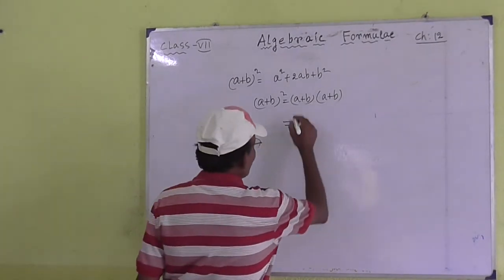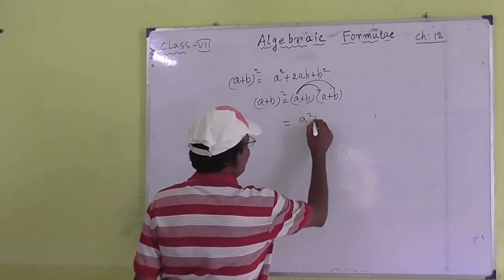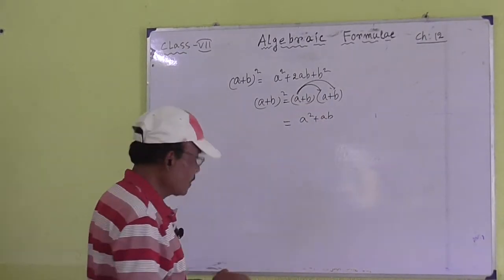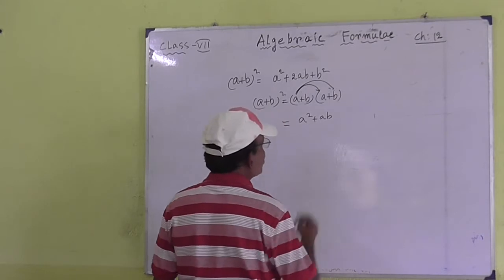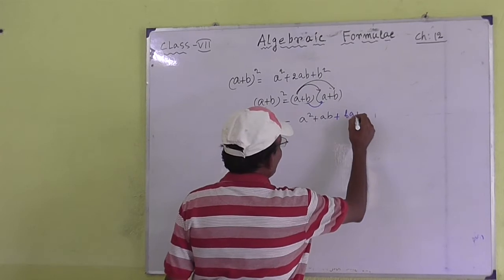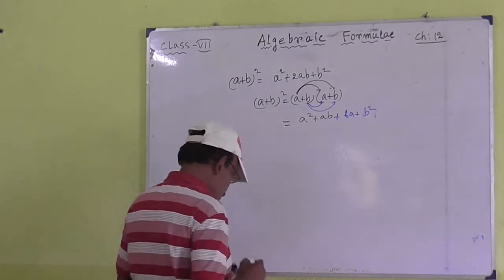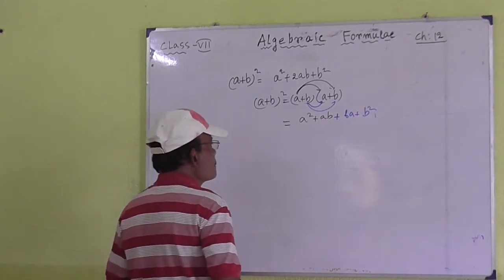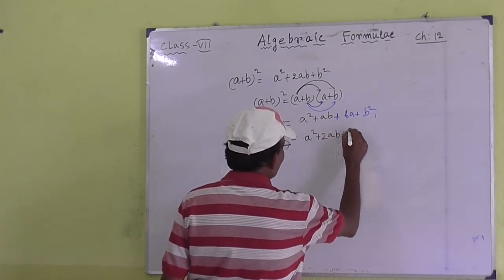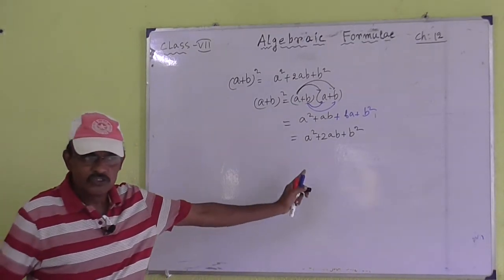So, if we multiply, a square plus ab plus ba plus b square. Okay. So, this is the form a square plus 2ab plus b square. Clear? It is a geometrical proof.